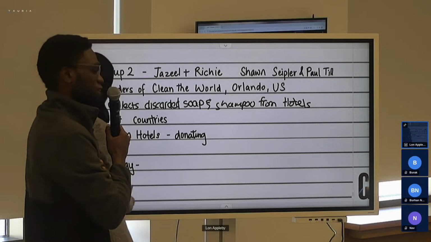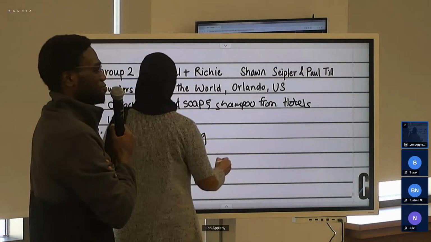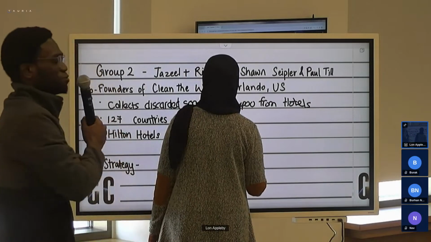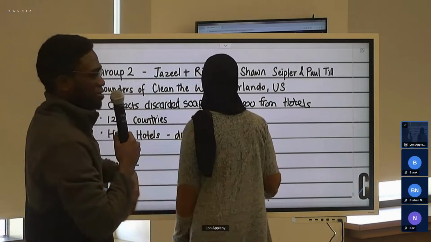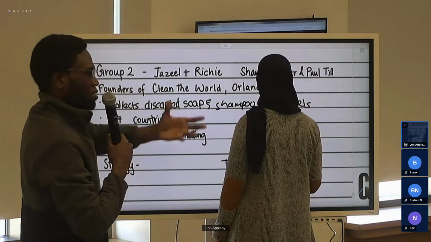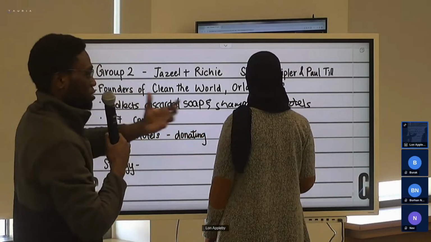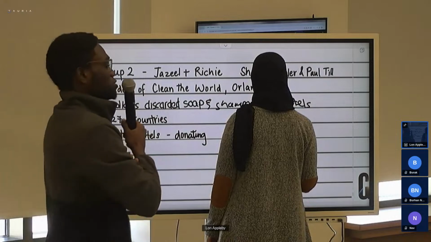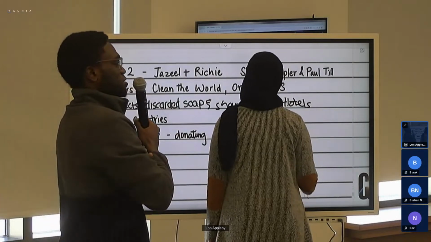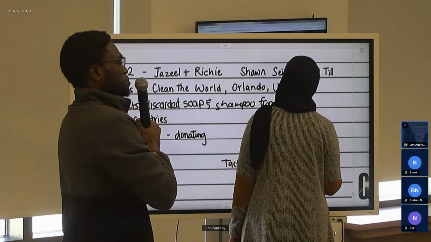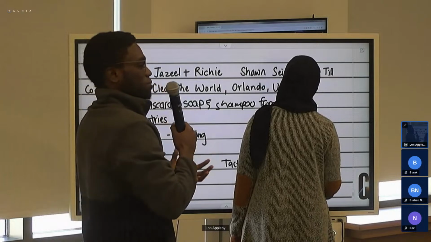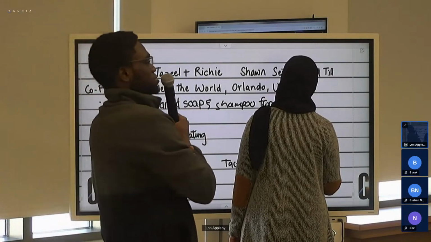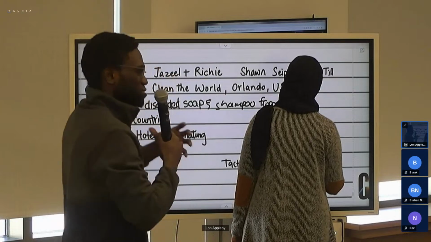You have to find discarded soap from individual hotel rooms. That's not easy. You have to collaborate with many different people, including the cleaning services, the hotel managers. You also have to find a way to distribute those bars of soap, and we all know how heavy soap can be. It's a logistical challenge.